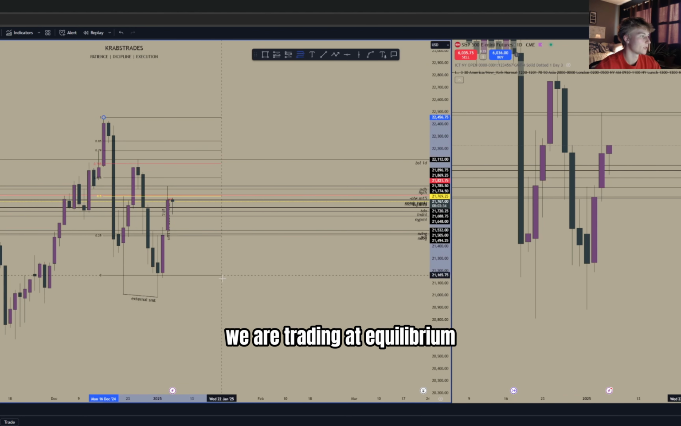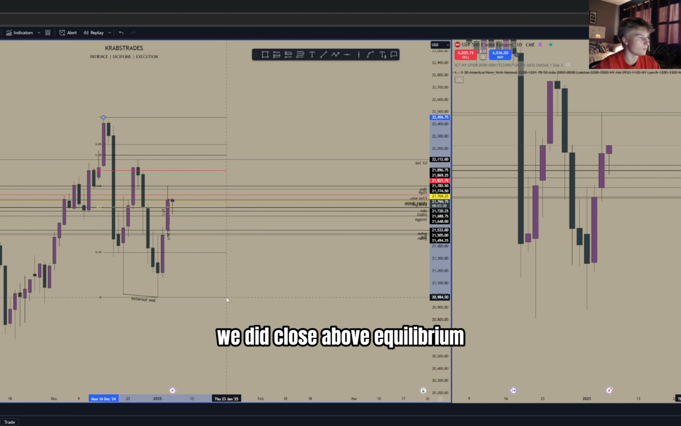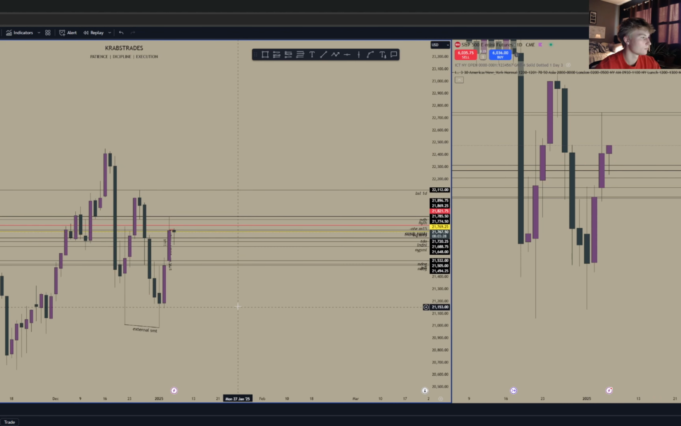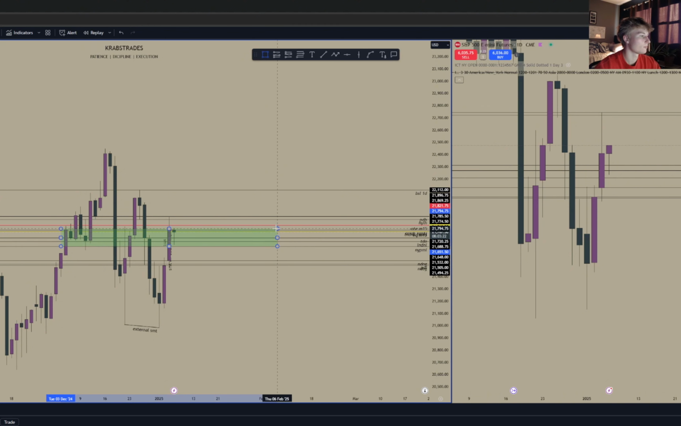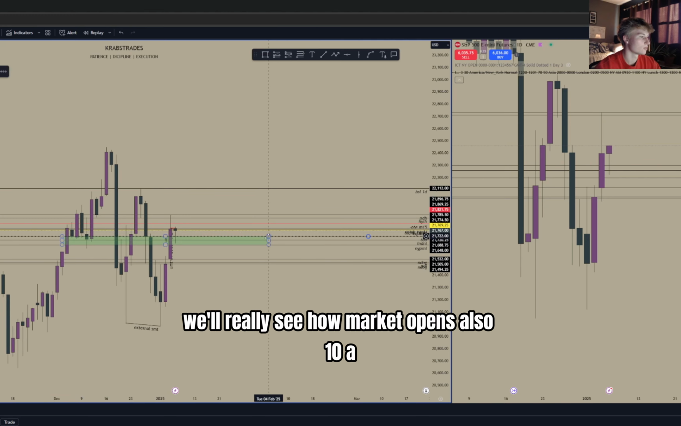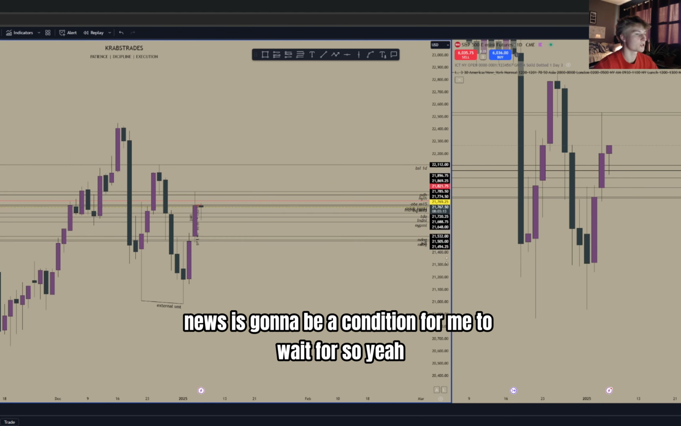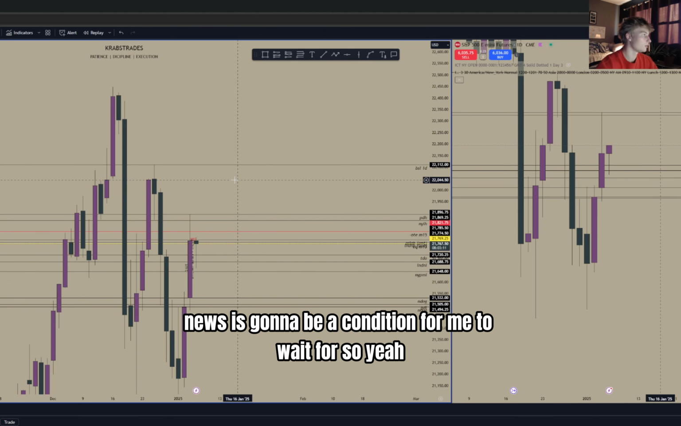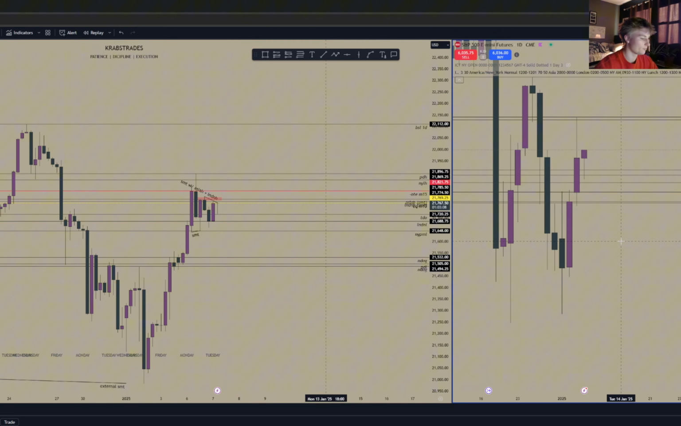We are trading at equilibrium. We're gonna see how we react here. We did close above equilibrium. High, low, higher high, lower low. Kind of closing back into this breaker block. So yeah, we'll really see how the market opens. Also, the 10 a.m. news is going to be a condition for me to wait for. So yeah, I think we just did the 4 hour.